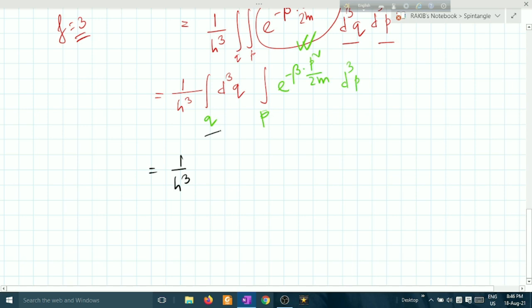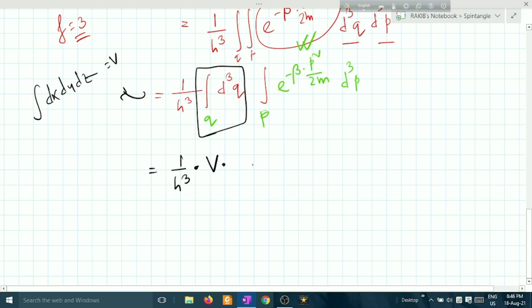And what is this? This is the spatial volume. That is dx dy dz, which equals V. So what we obtain from the first integration is the volume. And from the second integration, what will be here?